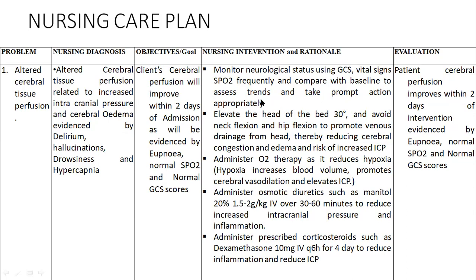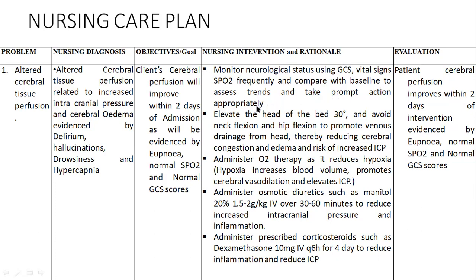What will be the interventions and their rationale? We'll need to monitor the patient's neurological status using the Glasgow Coma scale. We'll check vital signs and we'll check oxygen saturation frequently and compare with baseline to assess trends and take prompt action. So you can see this has the actual intervention and the rationale. Why are we monitoring the patient? It is so that we can assess trends in the patient's condition so that we can take prompt actions.